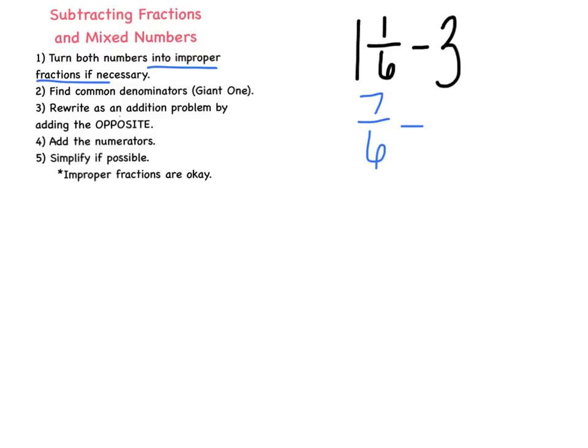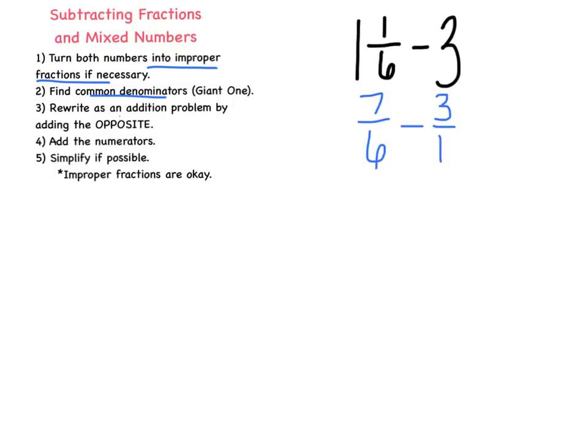Well, any number written over 1 or divided by 1 is itself. So instead of 3, I'm going to write it as 3 over 1. Here's my new subtraction problem: 7/6 minus 3 over 1. Okay, now step 2, find our common denominators.